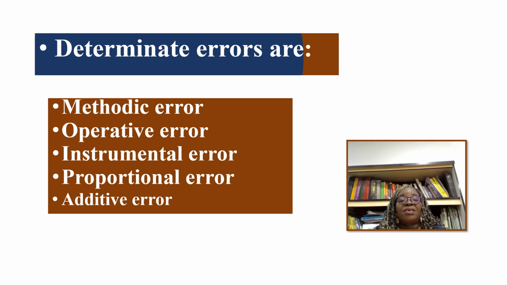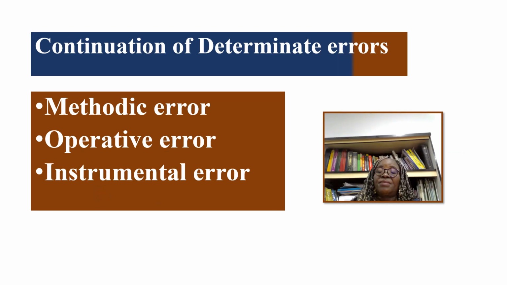What are determinate errors? Determinate errors are those errors that we know their causes. You can trace these errors to something. Those are determinate errors, like the methodic error, operative error, instrumental error, proportional error, and additive error. I will consider them individually.